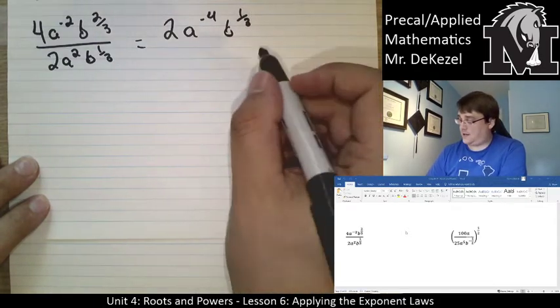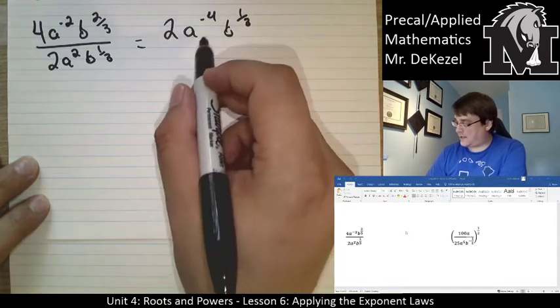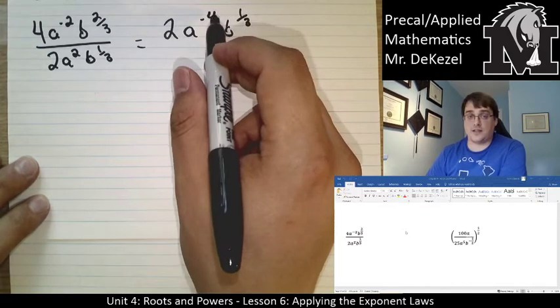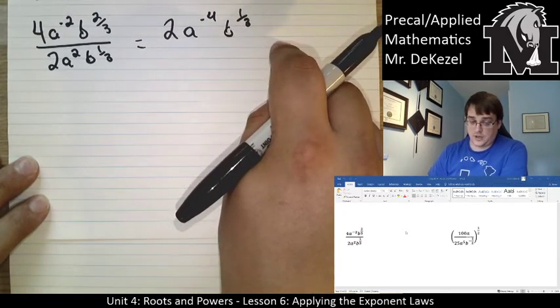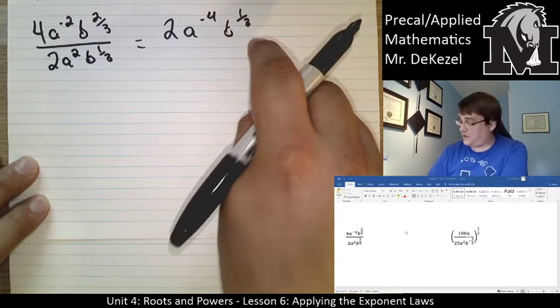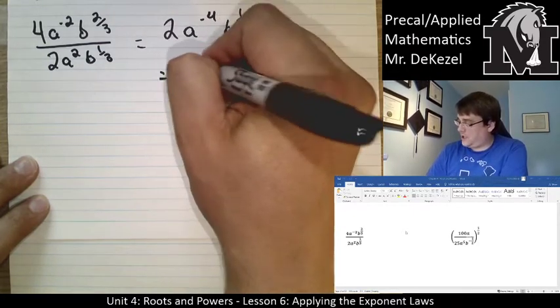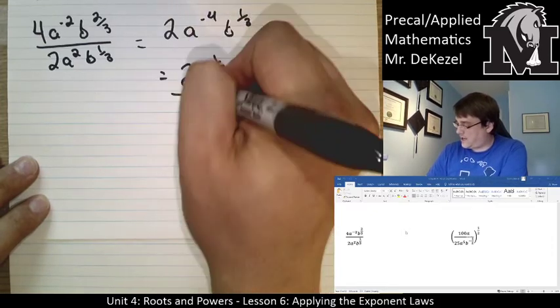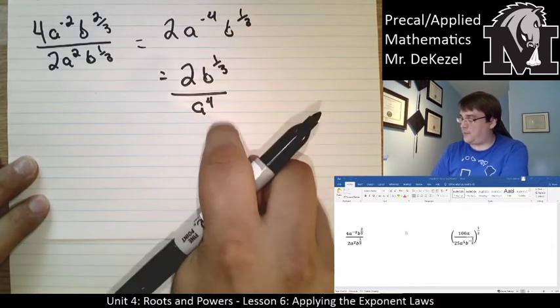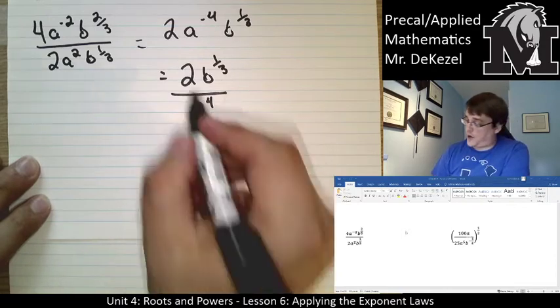We can then take this and make it positive. There's not much more we can do with the power of 1/3. That's just how we have to keep it. So this is equal to 2b to the power of 1/3 divided by a to the power of 4. I made it positive because I put it on the bottom.